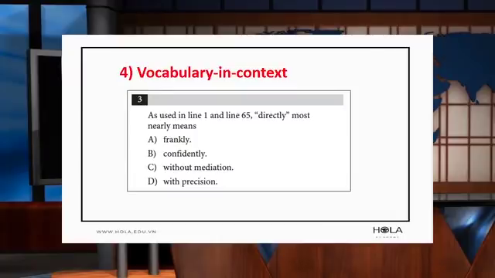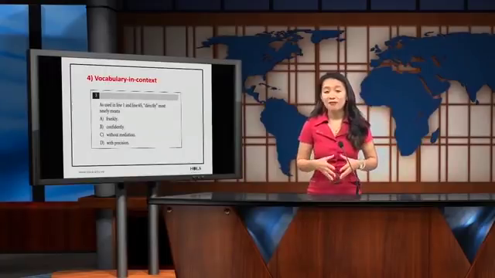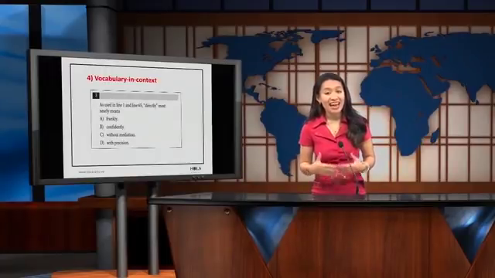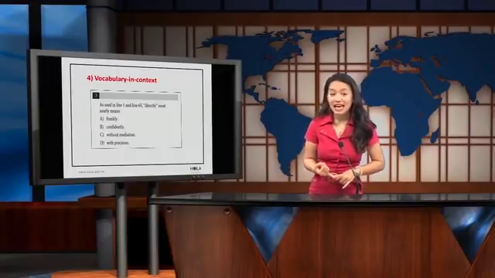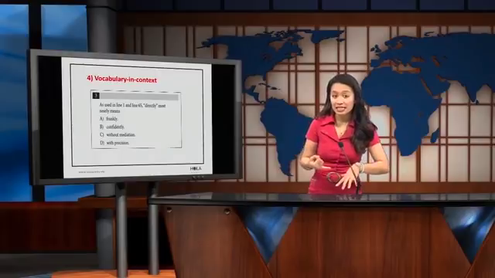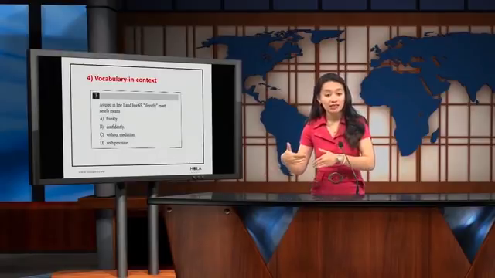The fourth type of question is on vocabulary and context, and clearly we've covered this type of question extensively in our course, and here's a quick summary. Basically, it asks about the meaning of words as used in this particular context. The question usually provides the line number where the expression occurs.